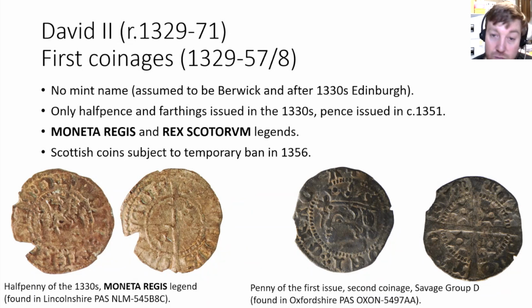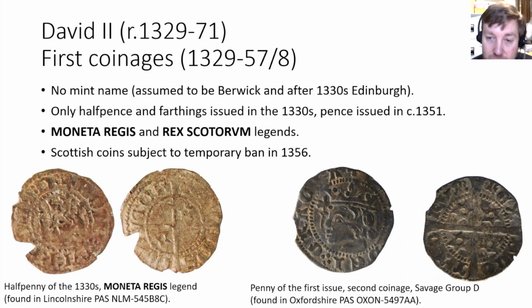1330s. It's also worthy of note that in England during the 1330s and early 1340s, they only issued halfpence and farthings too. But on these halfpence and farthings, we have different forms of legends as well. So we have a legend of Moneter Regis, and then David, with the king's name, David's name, on the reverse, so basically translating as the money of King David. And we also have the Rex Scotorum legends on these early halfpennies and farthings as well.